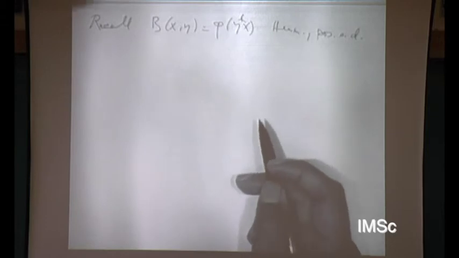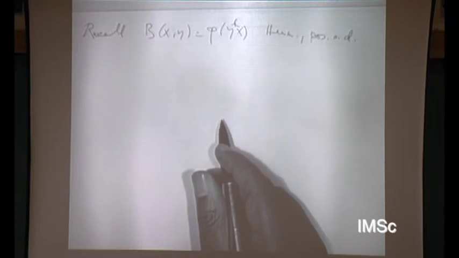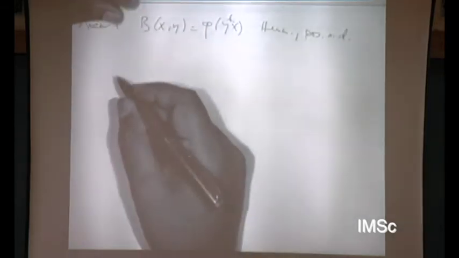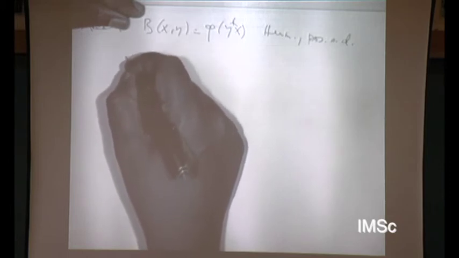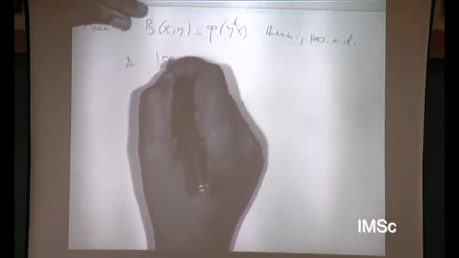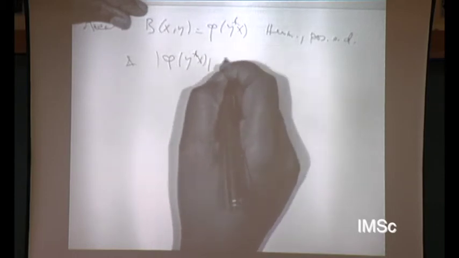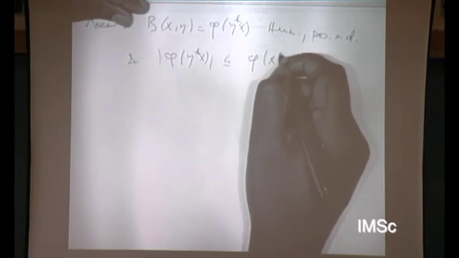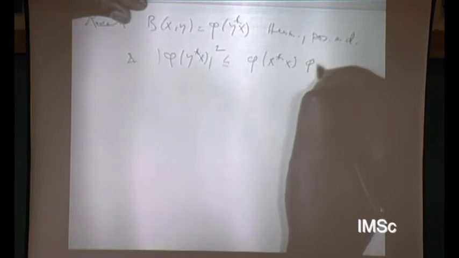Okay. But now, see, we have the Schwarz inequality, the Cauchy-Schwarz inequality. And we have this: the modulus of phi of y star x is at most the square root of phi of x star x times the square root of phi of y star y.